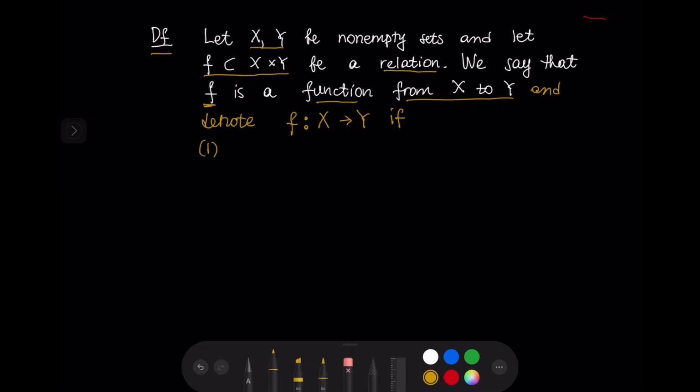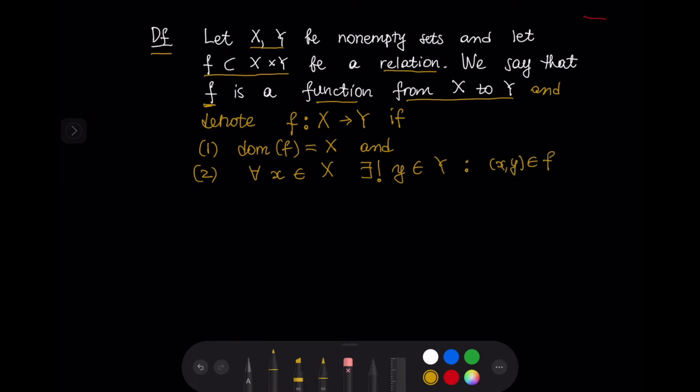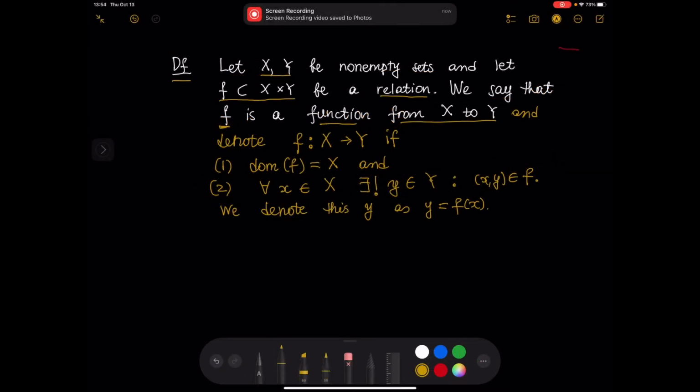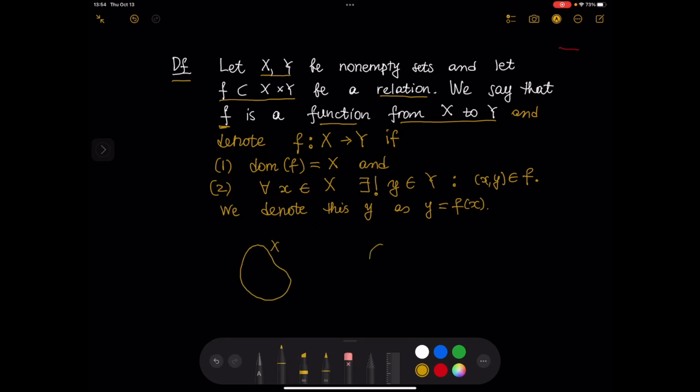The first condition is that the domain of the relation f is the entire set X, and the second condition is that for every x in capital X, there exists a unique y in capital Y such that (x, y) is an element of the relation f. We denote this unique y as y equals f of x. And so we can depict a function as the following diagram. So suppose we have a set X here and a set Y.